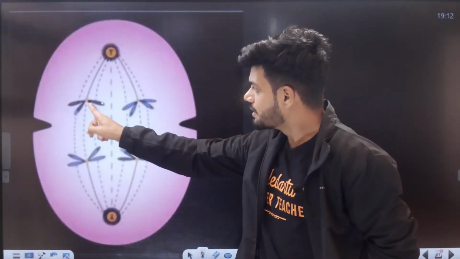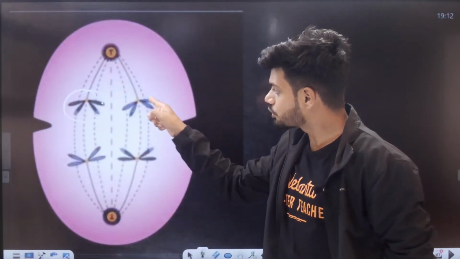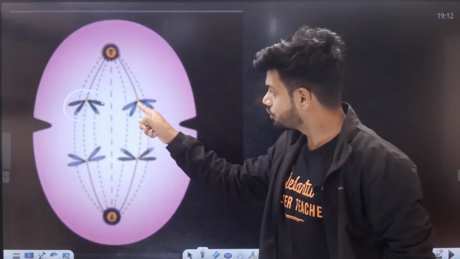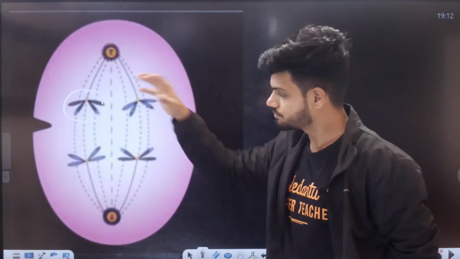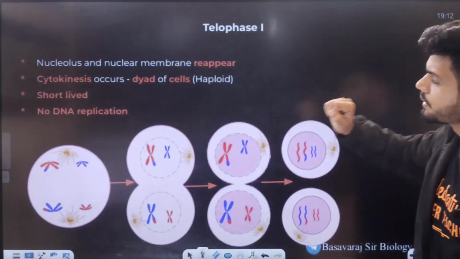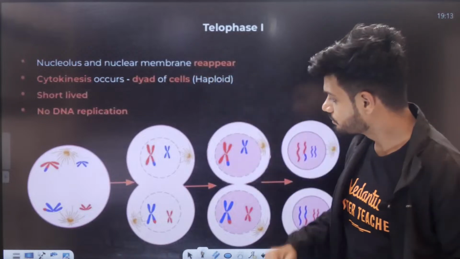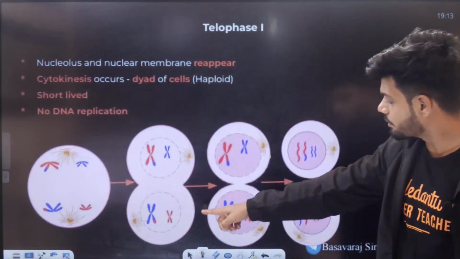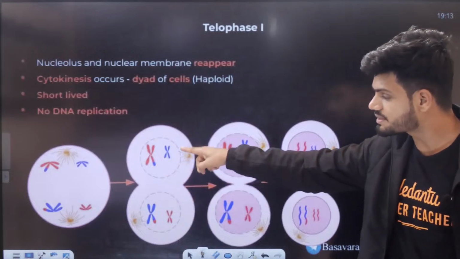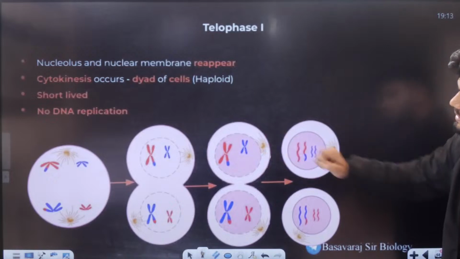The entire chromosome is being pulled. Can you see? The sister chromatid is still there. They're still attached. The centromere is still there. They're being pulled apart. Now, telophase 1. Nucleolus, nuclear membrane, everything is reappearing. This was one cell. This is how it looks at the end of telophase. Everything is reappearing. The nuclear envelope is reappearing.